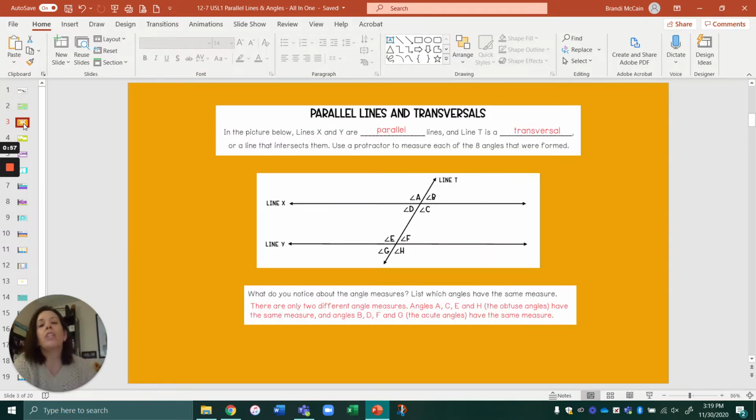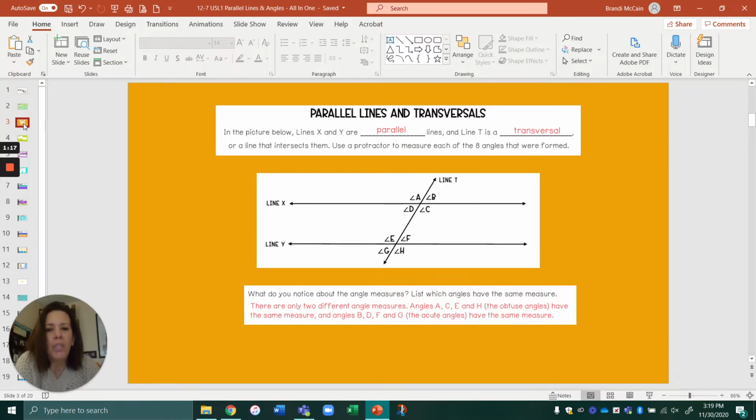Okay. So the first thing we're going to talk about is parallel lines and transversals. Right. In the picture below, line X and Y are parallel. They don't touch. And T is transversal. Transversal is just a line that touches both the lines. Okay. Or a line that intersects them. Use a protractor to measure. We're not going to measure. We're just going to talk about the measurements.